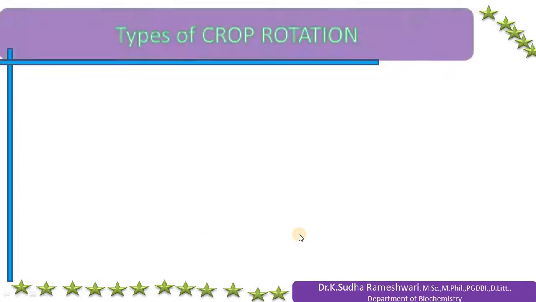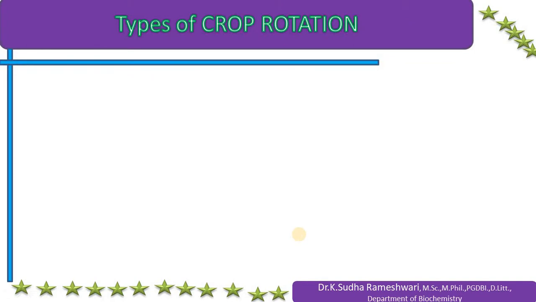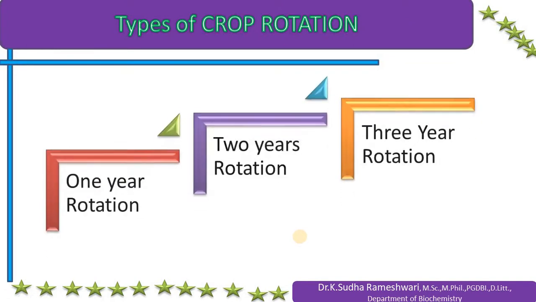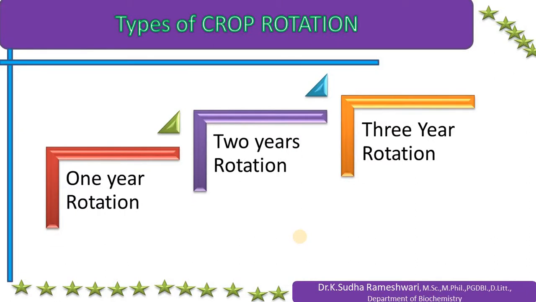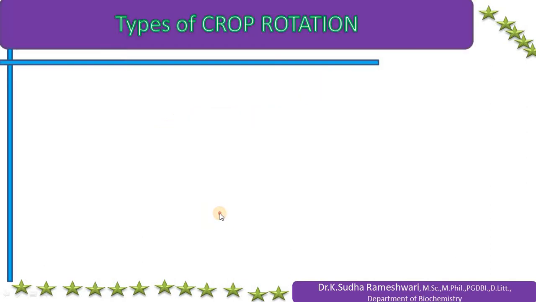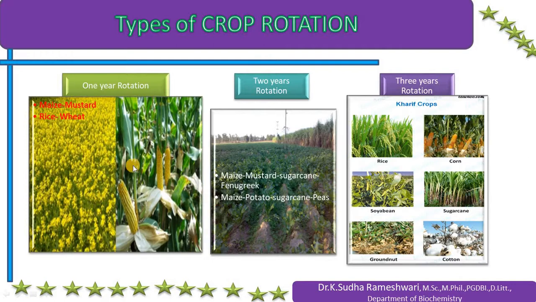Next we see about types of crop rotation in vegetables. Types of crop rotations are of three types: 1 year rotation, 2 years rotation, and 3 years rotation. Example, in 1 year rotation, we choose maize, mustard; next year rice, wheat. In 2 years rotation, maize, mustard, sugarcane, fenugreek, and next maize, potato, sugarcane, and beans. In 3 years rotation, they might use rice, corn, soya bean, groundnut, or corn, sugarcane. So these are the different types of crop rotation.